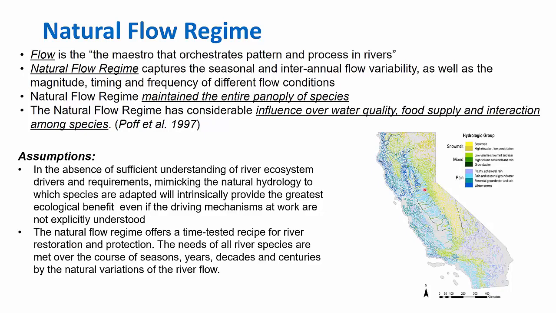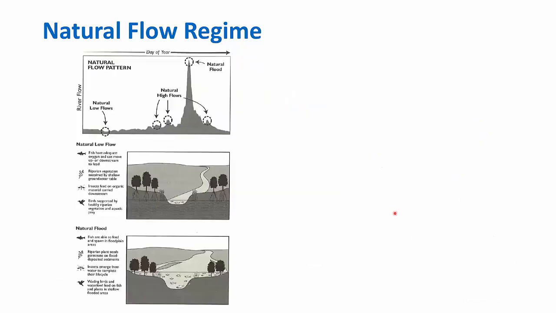Something to mention is that this is the natural flow regime. These are 9 stream flow classes, natural stream flow classes that we have determined for the state. So we do know how the rivers naturally flow in California. That is extremely cool.